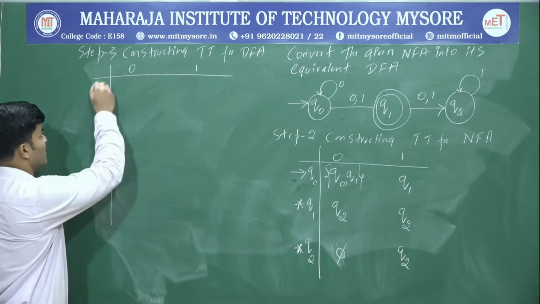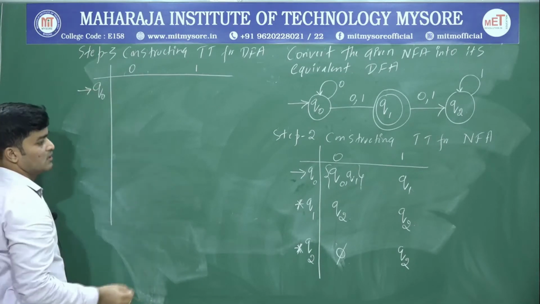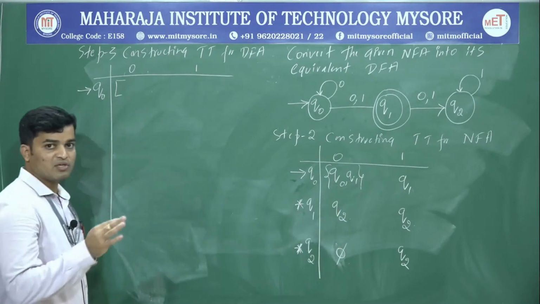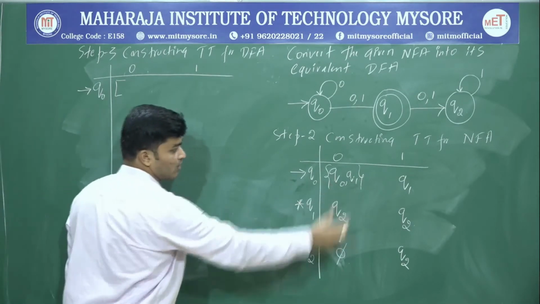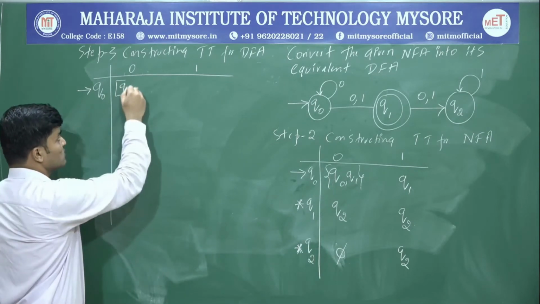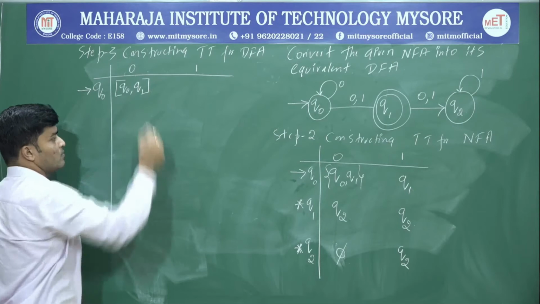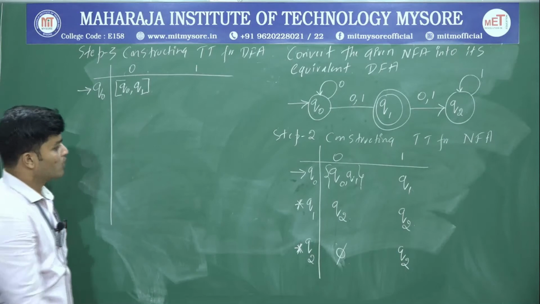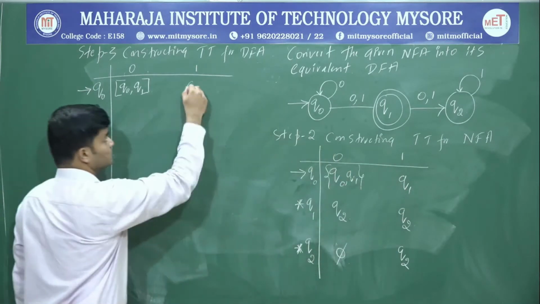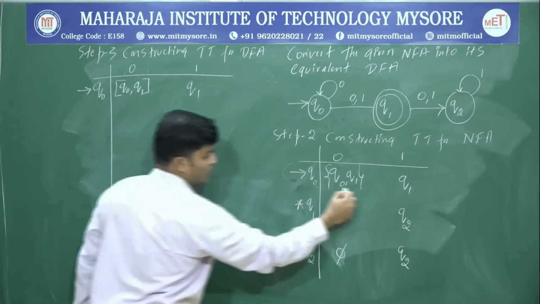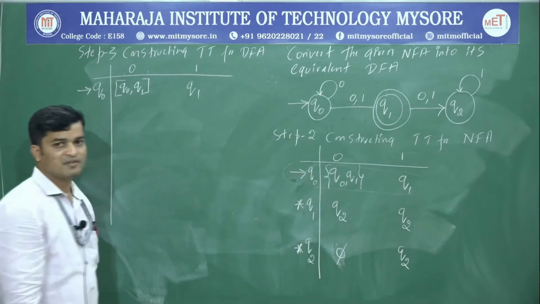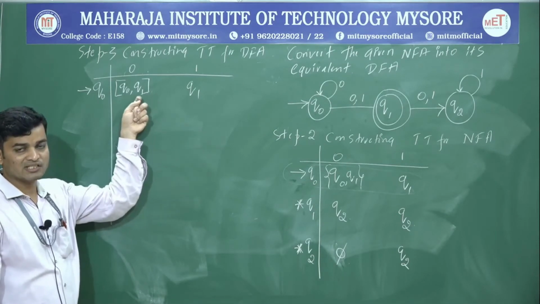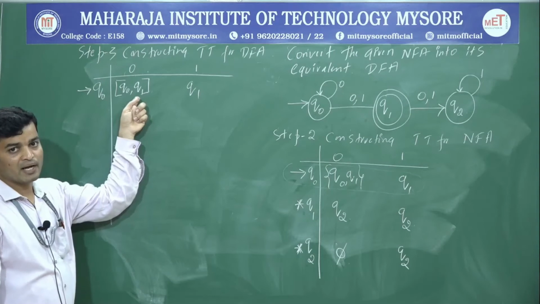So you write Q0, which is the start state. If there are 2 states in the NFA, that will become a single state in the DFA. So Q0, Q1 denote using a big bracket. What is Q0 upon 1? Q0 upon 1 is Q1, so this will become as it is. Only if there is a phi, you write dead state. If there is more than one state, it becomes a single state. That's it, so denote that using a big bracket.